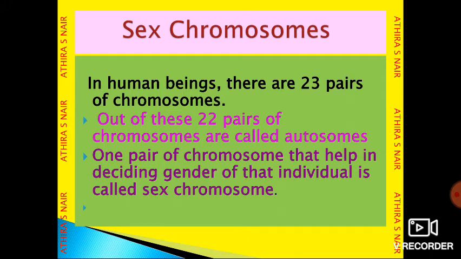Sex chromosomes. In human beings, there are 23 pairs of chromosomes, as you know. Out of these 23 pairs, 22 pairs of chromosomes are called autosomes. And the one pair of chromosomes that helps in deciding the gender of that individual is called the sex chromosome.